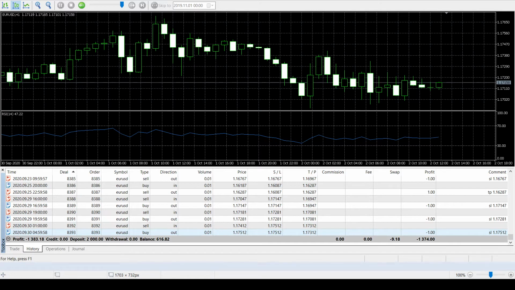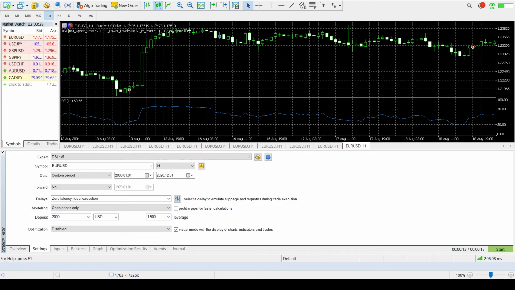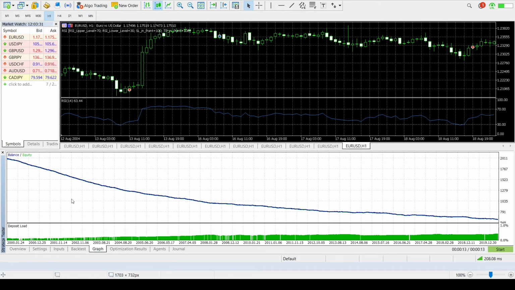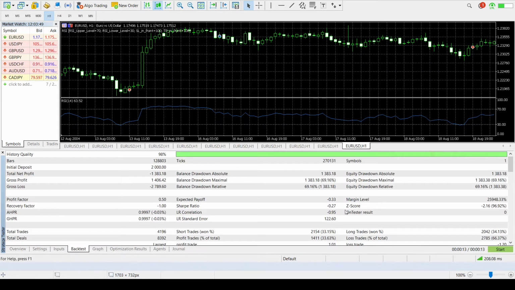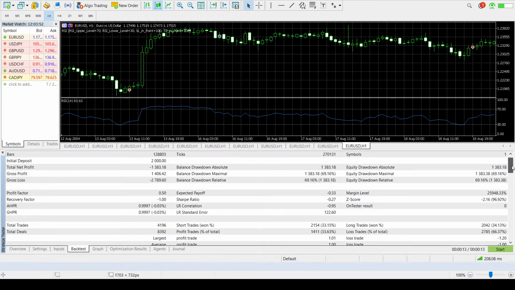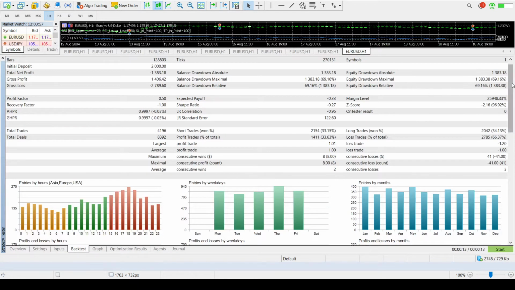If you go back to MT5, you can also see that your balance actually goes this way. At the beginning you have about 2000 and all the way down to about 500 plus. This is our situation. And if we go to our report, we will be able to see more details. So this is the report that you can see here.